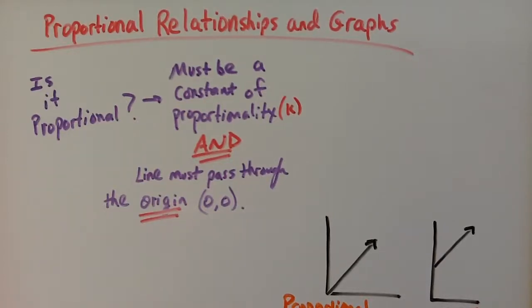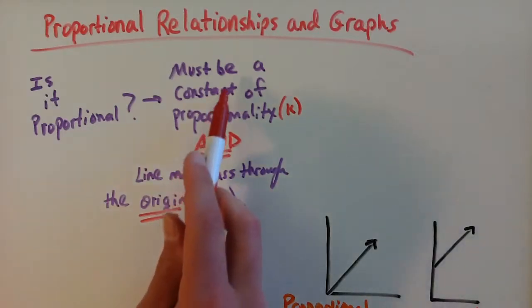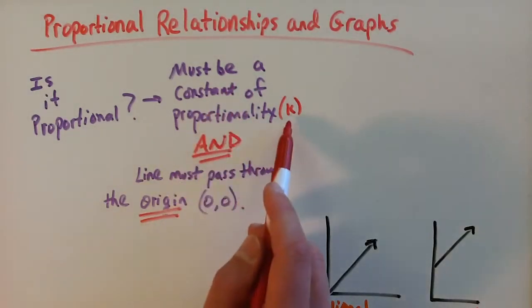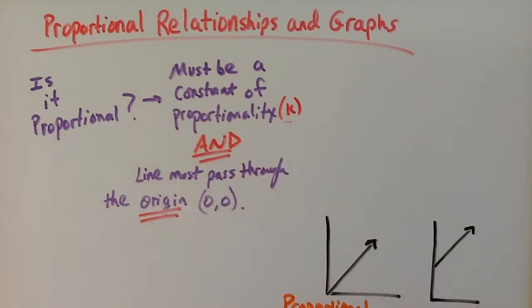Lesson 4.3, Proportional Relationships and Graphs. How do you know whether a relationship is proportional just by looking at its graph? Well, two things must be true. You must have a constant of proportionality, or a k, and you also must have the straight line passing through the origin, which is the point (0, 0). It's where the x and the y axis intersect.